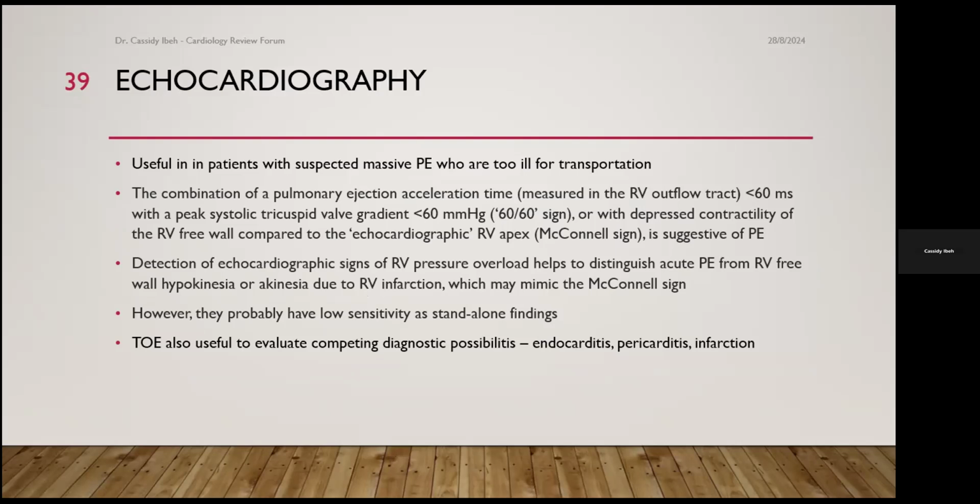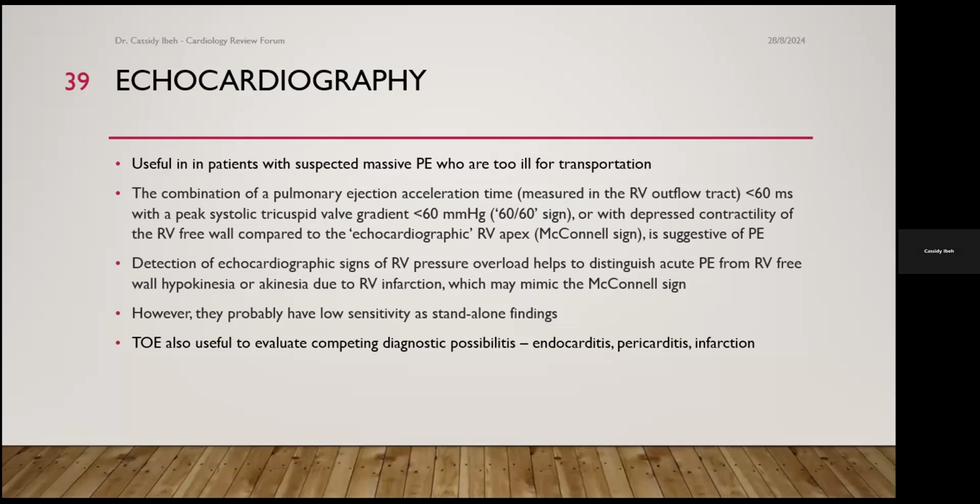So the combination of pulmonary ejection acceleration time less than 60 with a peak systolic tricuspid valve gradient less than 60 is the one called the 60/60 sign, or with depressed contractility of the right ventricular free wall compared to the apex, that is the McConnell sign, is suggestive. It's suggestive of pulmonary embolism.